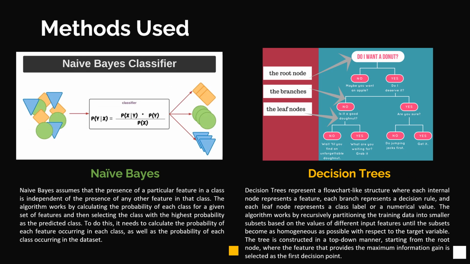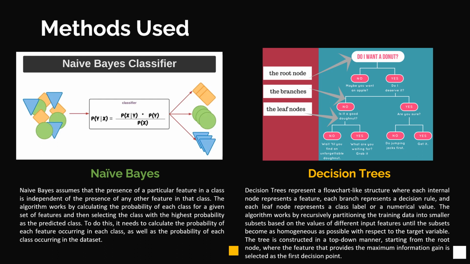Next, we have naive Bayes. Naive Bayes is a classification technique that works by calculating the probability of each class for a given set of features and then selecting the class with the highest probability as the predicted one. The main assumption for the naive Bayes classifier is that the presence of a particular feature in a class is independent from any other feature being present in the class.